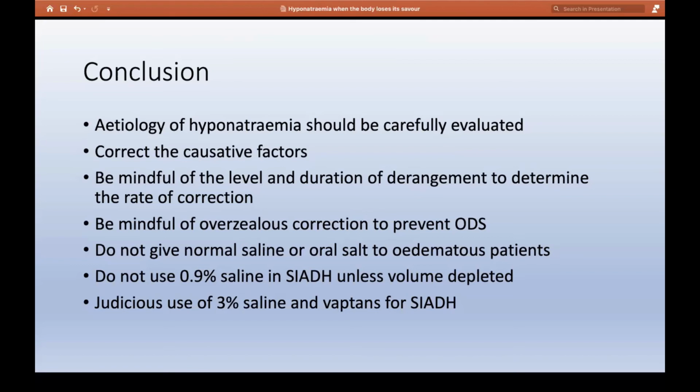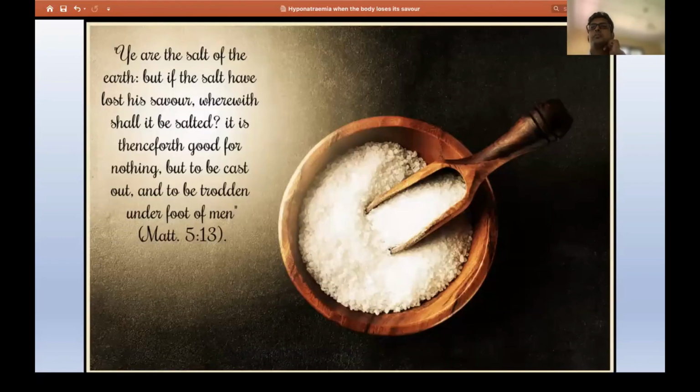Do not give normal saline or oral salt to edematous patients, as that will cause further worsening. Do not give 0.9% saline in SIADH unless there is evidence of dehydration. And if you are using 3% saline and vaptans, be very careful how you are doing it. You may have to do repeated electrolytes.